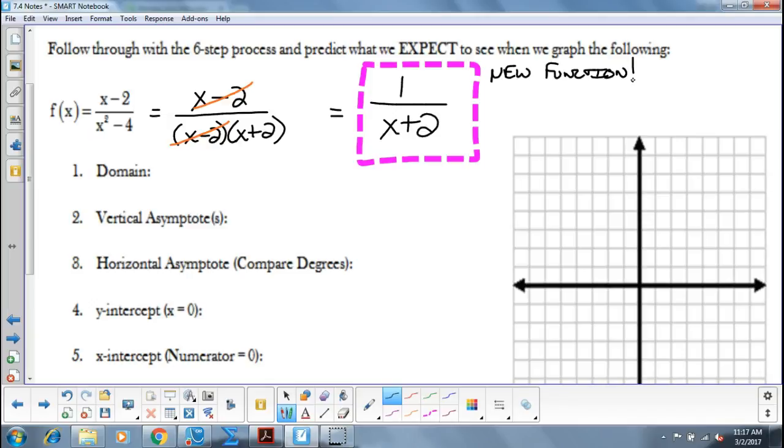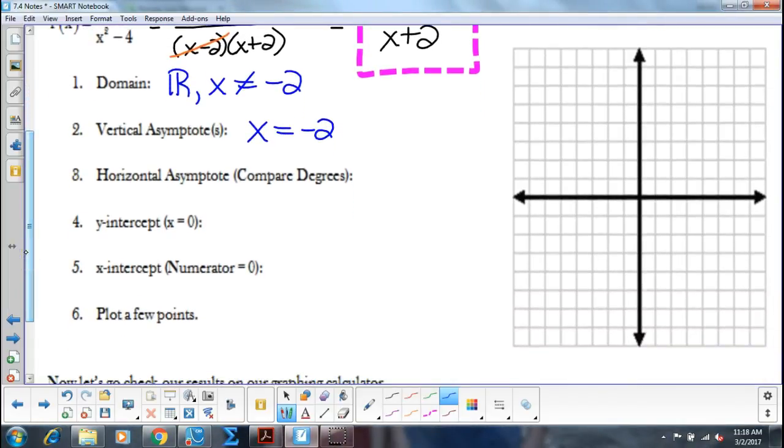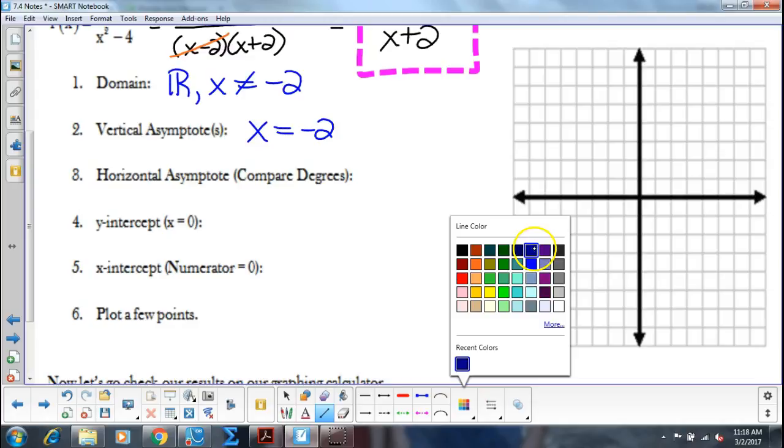Okay? So, now, based off of your new function, what is the domain of that function? All real numbers, but x cannot equal -2. Which means the vertical asymptote of my new function is x equals -2.